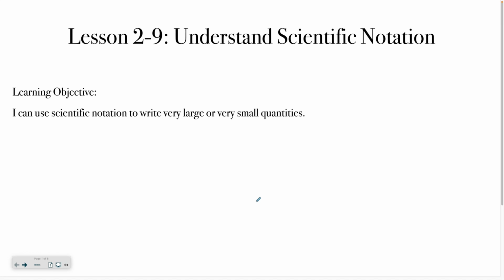Hello class, welcome to Pre-Algebra Lesson 2.9, which is all about being able to understand scientific notation. By the end of this lesson, you should be able to use scientific notation to write very large or very small quantities. So let's connect this name, scientific notation, with what we did yesterday.